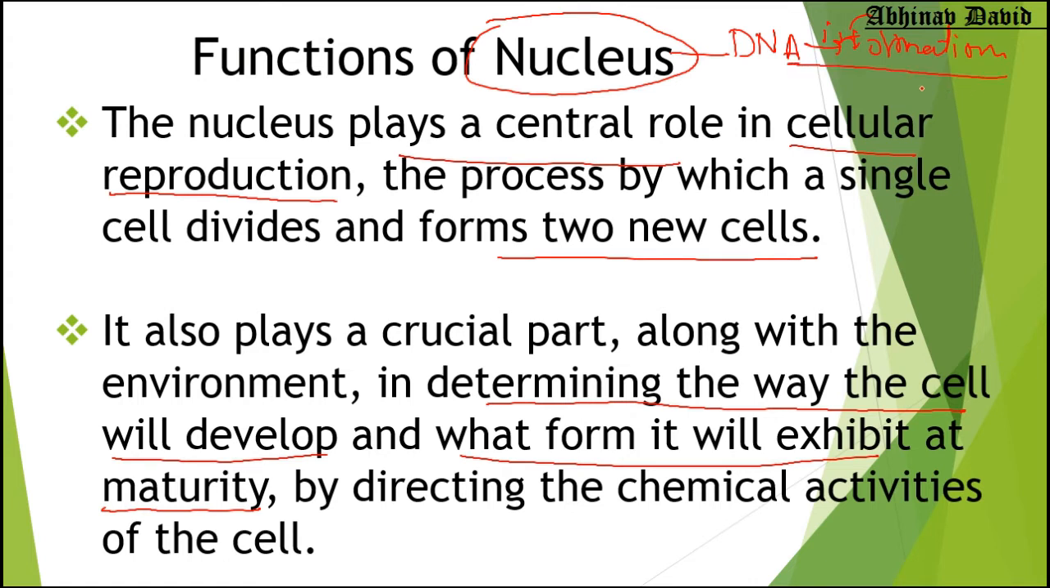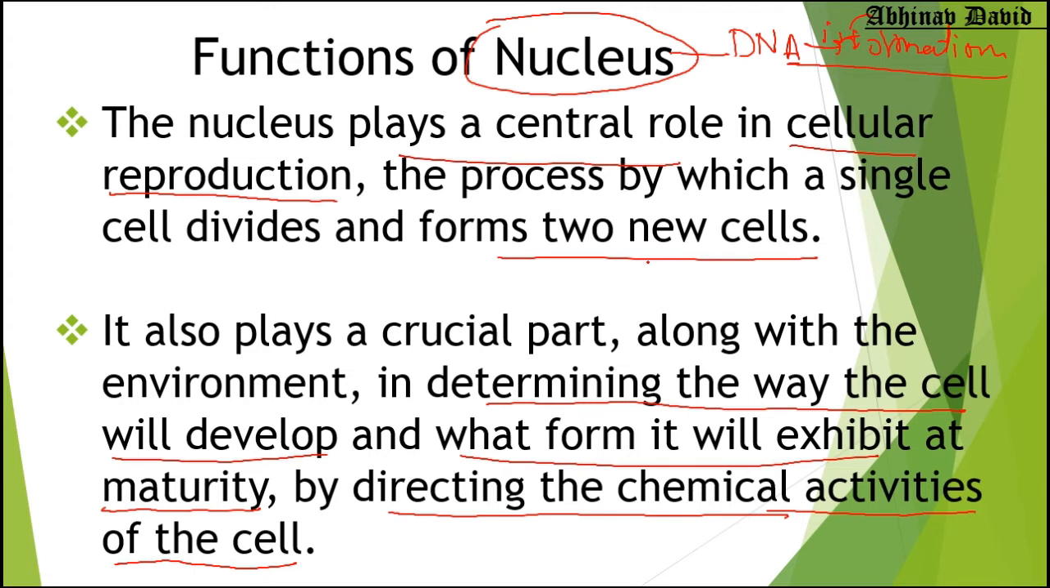So it is very important that DNA has the information, then only different types of cells are formed. By directing the chemical activities of the cell, it controls the chemical reactions. So the DNA or the nucleus controls the different chemical reactions of the cell, and that is why different types of cells are formed and perform different functions. This is a very important function of the nucleus, and I hope this is very clear. That is why I have included this in this class, the functions of the nucleus.